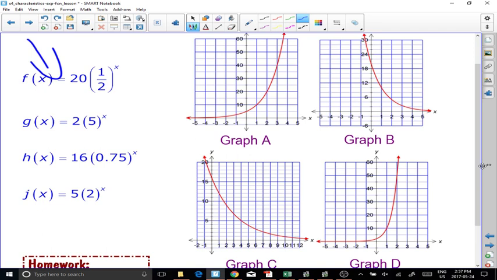What's that, Malcolm? C or B? Yes. Let me ask you this. What's the y-intercept? 20. So what graph is it? B. It is B.